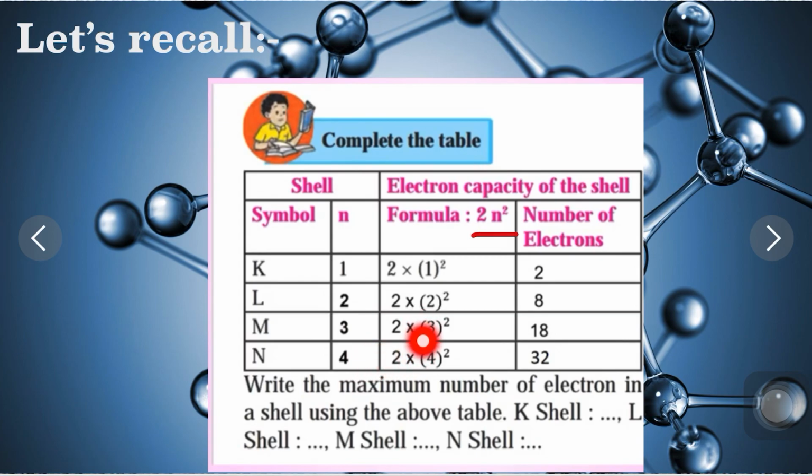As you all know, K was the first shell, L was second, M was third and N was fourth. Depending on this, you put the values in the formula and found out the number of electrons in the shell. So you came to know that the K shell consists of 2 electrons, the L shell consists of 8 electrons, the M shell consists of 18 and the N shell consists of 32 electrons.